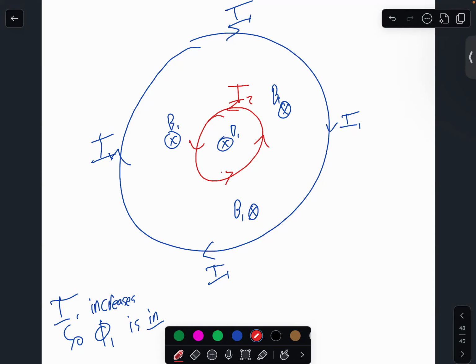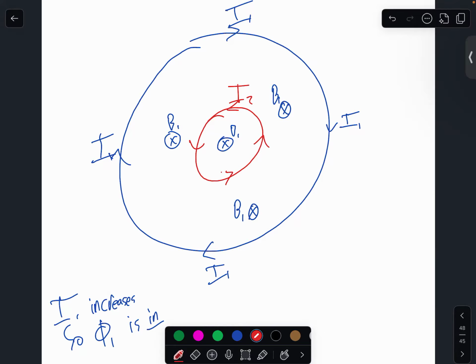Does the reaction current always point in the opposite direction? No. What if the field is getting weaker? If I decrease the original current, what is the change now in the original field? I am weakening my infield, right? How do I oppose a weakening infield?